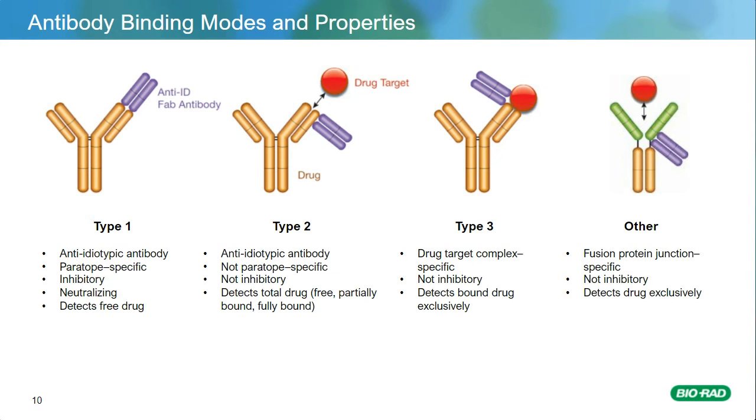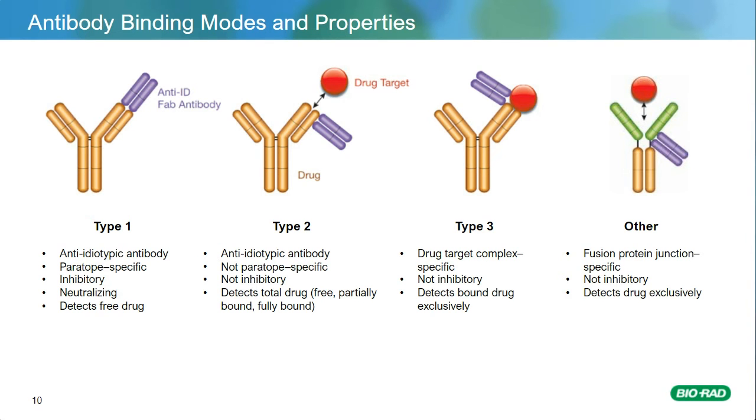In this slide, I've also included another example on the far right. The one that says other is actually a diagram of etanercept. And etanercept, for anyone not familiar with it, is an Fc fusion protein. So what you have is a TNF-alpha receptor fused to a human IgG-Fc domain.